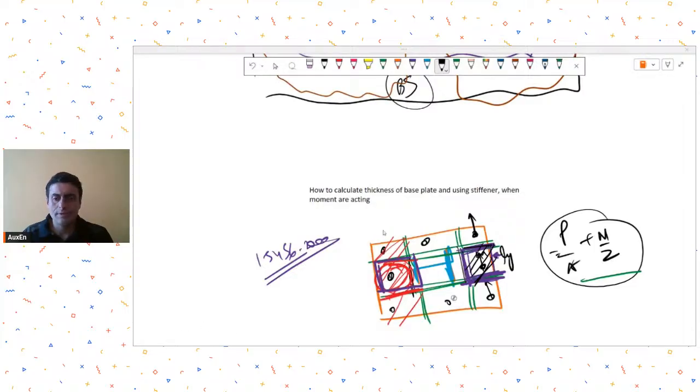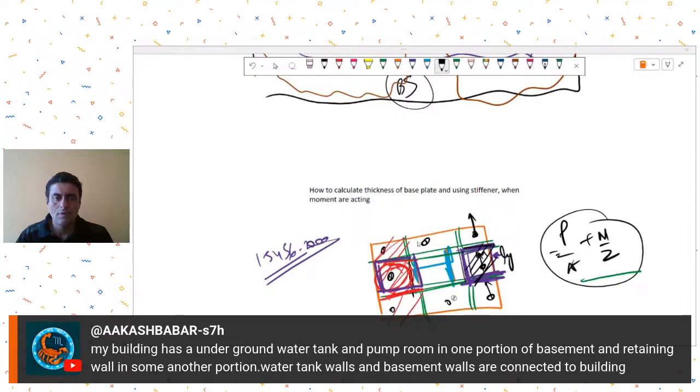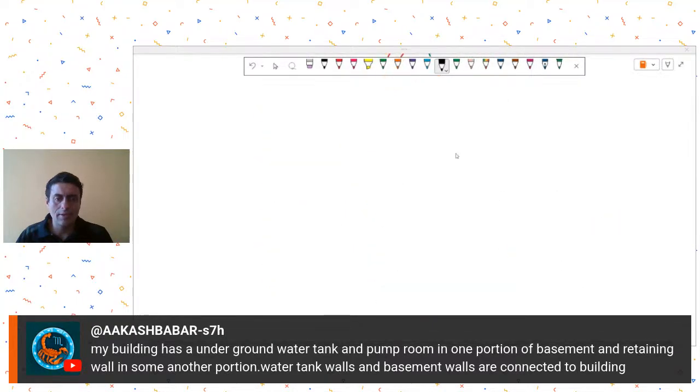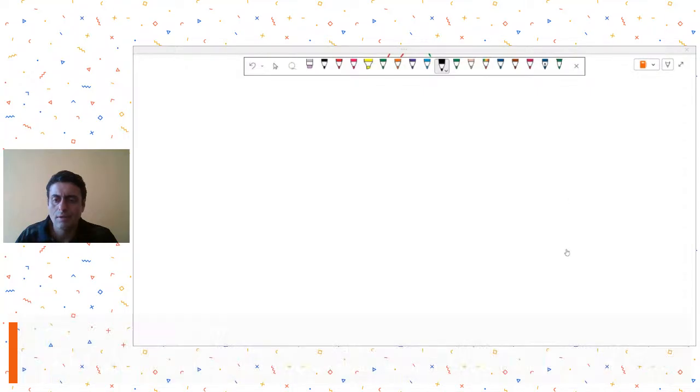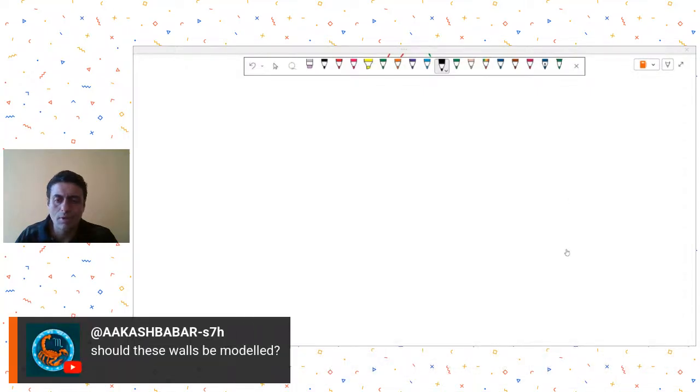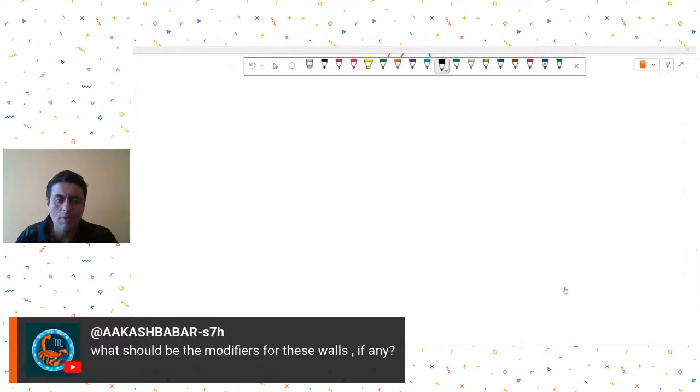Yes, please. Mr. Akash Babar is saying my building has underground water tank and pump room in one portion of the basement and retaining wall in some another portion. Water tank walls and basement walls are connected to building. Should these walls be modeled? What should be the modifiers?